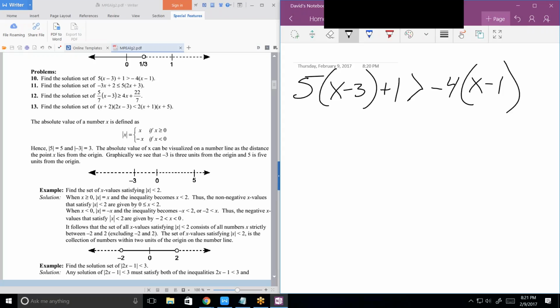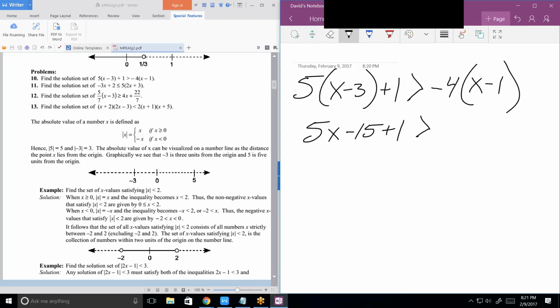With me? Okay, what's the next line? So it would be 5 times x minus 3 plus 1. Hold on. We might as well distribute the 5 on the left side and the 4 on the right side, all in one step. Because that's not really doing two things at once. It's just working left to right. Okay. So 5x minus 15 plus 1 is less than negative 4. That's a greater than sign.